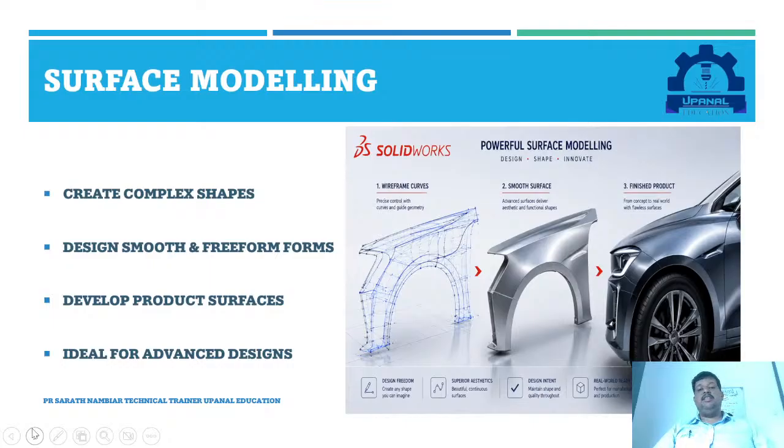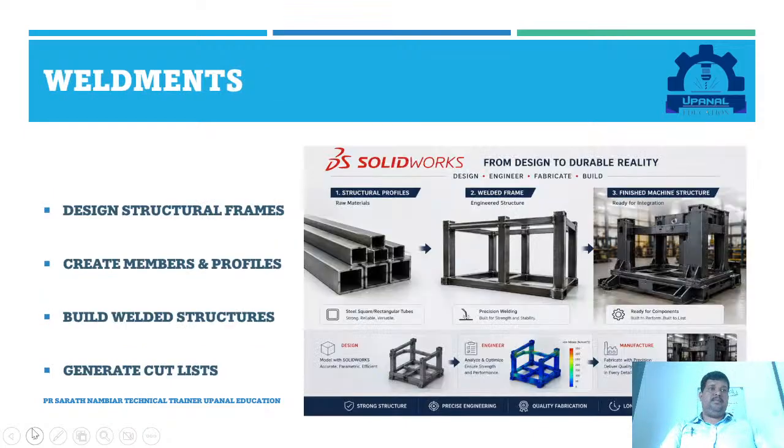Next is surface modeling. Surface modeling is nothing but creating complex shapes using smooth and freeform forms. What we do here is mainly use this to develop product surfaces, like for vehicle parts or all the exteriors or aircraft things. All these things we'll be developing using surface modeling.